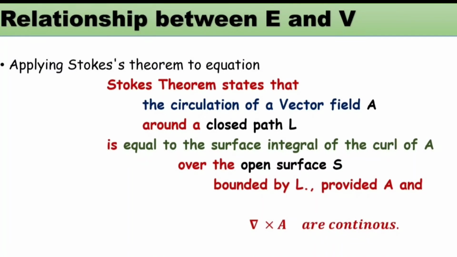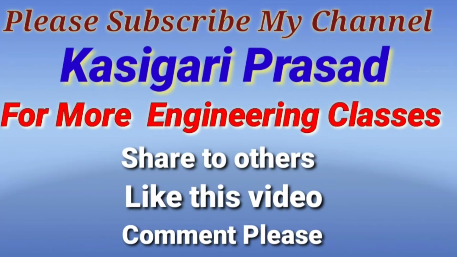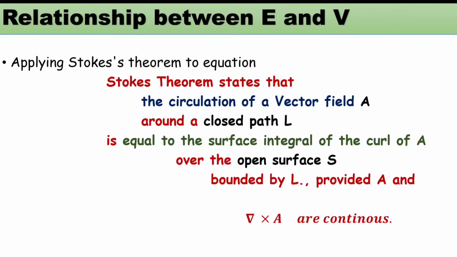Now by applying Stokes theorem to that equation, let us first know what Stokes theorem is. Here Stokes theorem states that the circulation of a vector field A around a closed path L is equal to the surface integral of the curl of A over the open surface S bounded by L, provided A and del cross A are continuous. This is Stokes theorem.